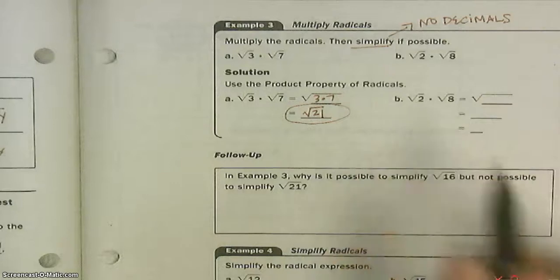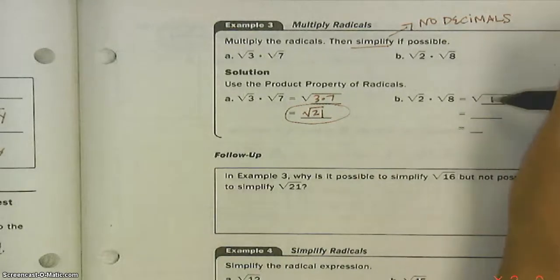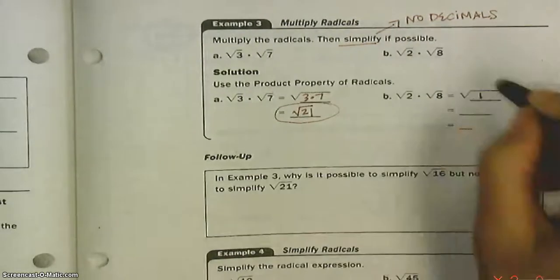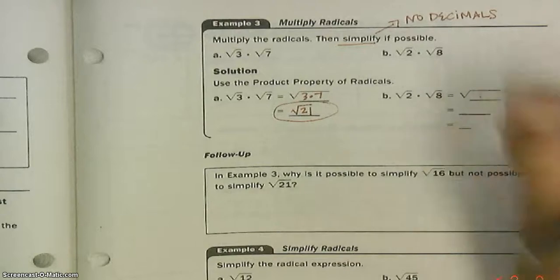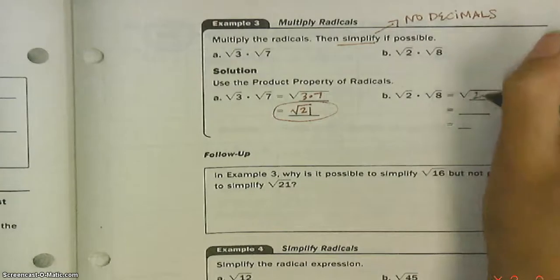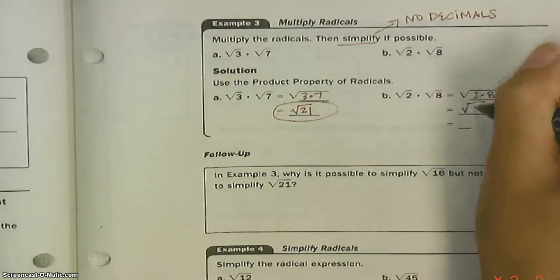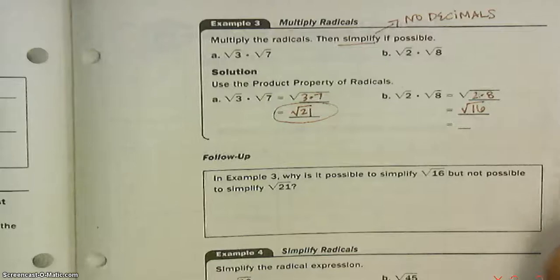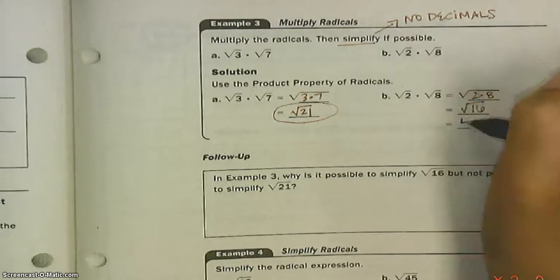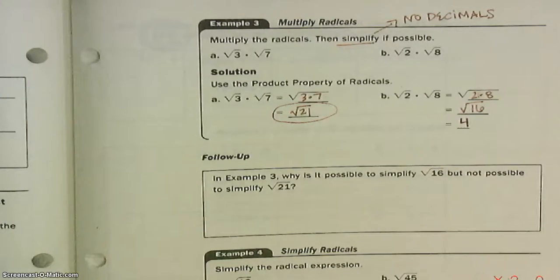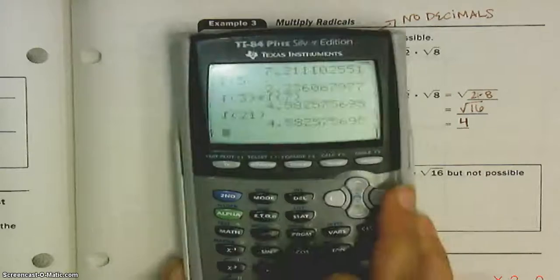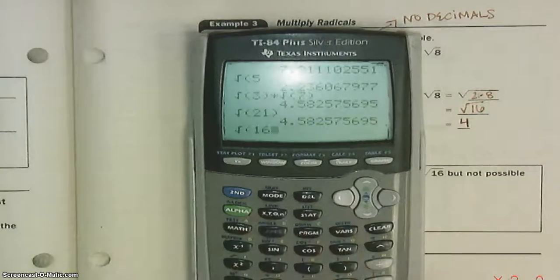Same thing here. Square root 2 and square root 8 is square root 16. If those are both underneath the square root, we can multiply them together. And square root of 16 is a perfect square, which is just 4. Not square root 4, just 4. If you don't believe me, put it in your calculator.